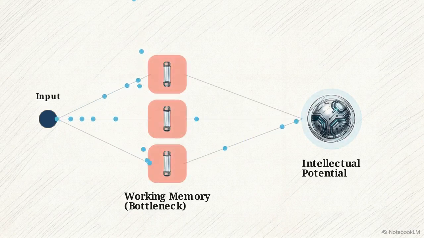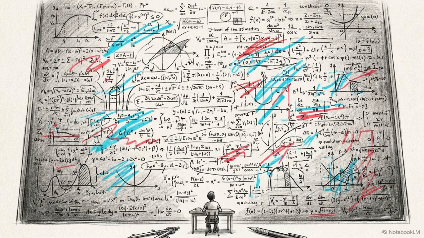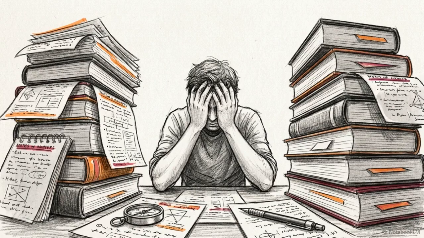WMC is a temporary information processing bottleneck. It is independent of a student's underlying intellectual potential. Traditional teaching methods, which often deliver dense information rapidly, create environments that penalize this specific biological limitation.